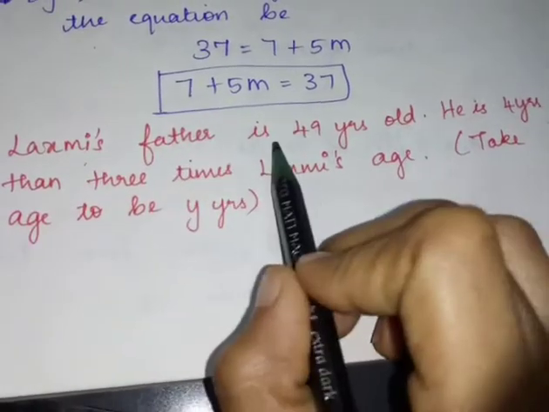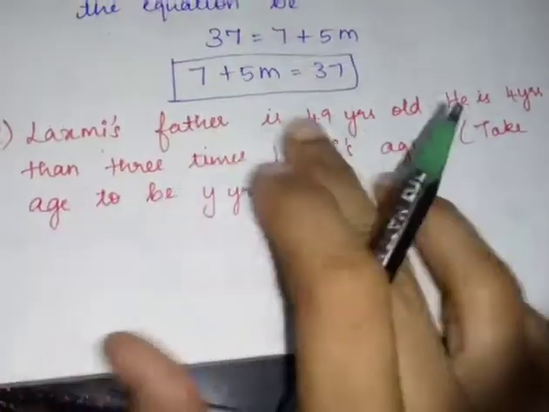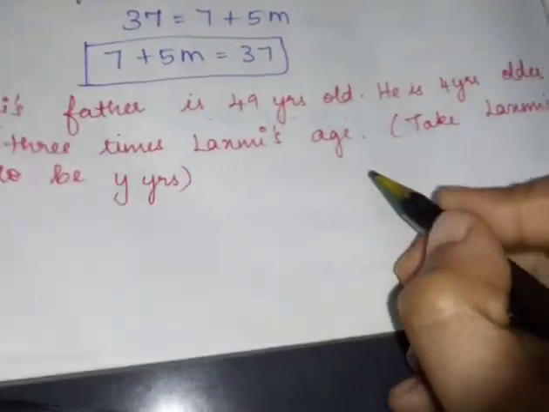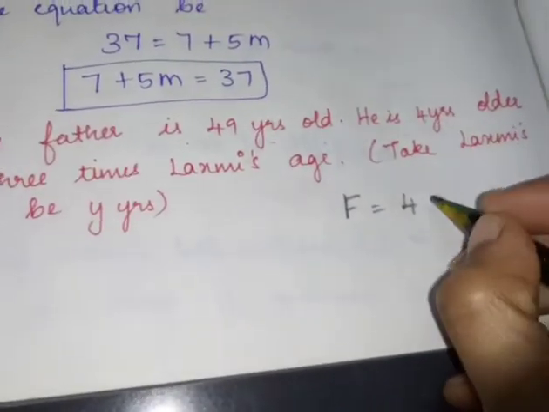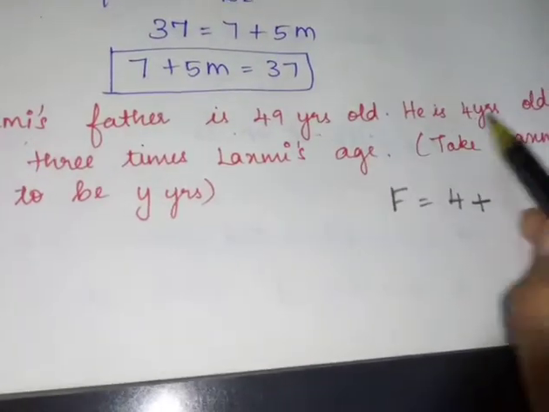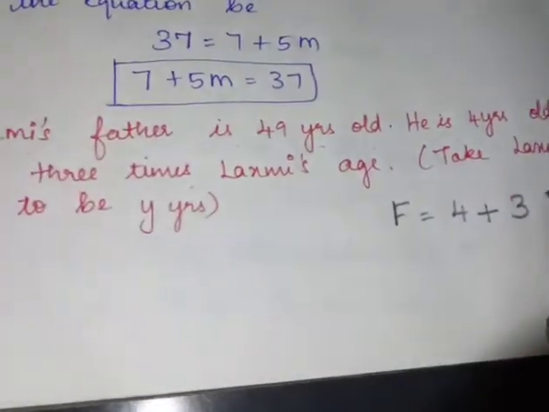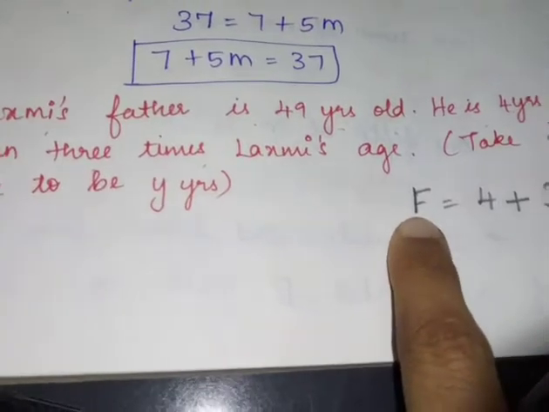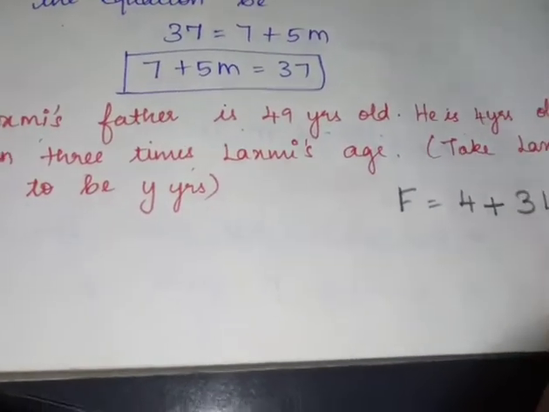Next is your second subdivision. Lakshmi's father is 49 years old. Keep it in your mind. Lakshmi's father is 4 years older than 3 times Lakshmi's age. Older means plus, younger means minus. Listen: Lakshmi's father is 4 years older than 3 times Lakshmi's age.